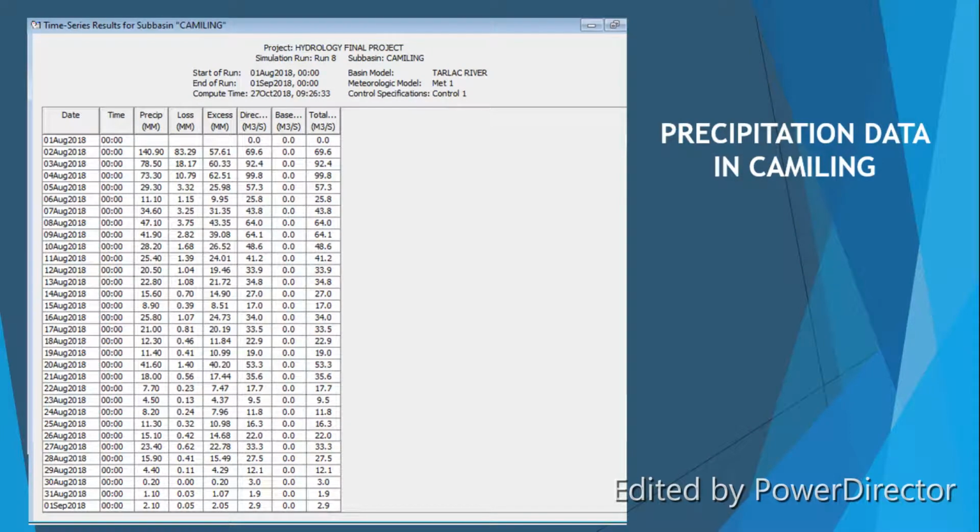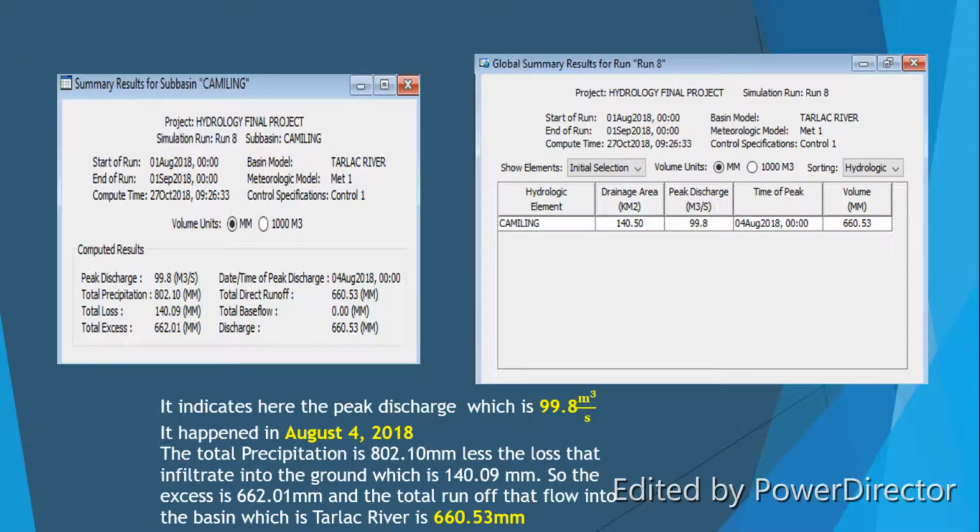This is the precipitation data in Kamiling that happened from August 2 to September 1. Recorded in this data are all daily precipitation, losses which is the precipitation that infiltrates, the excess, and the water that ran off to the basin. It is recorded here that from August 3 to September 1, there is more runoff than losses. The summary of results for sub-basin Kamiling.